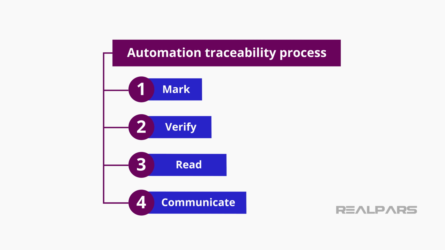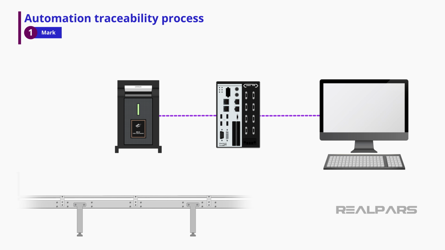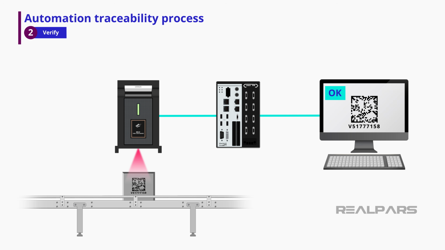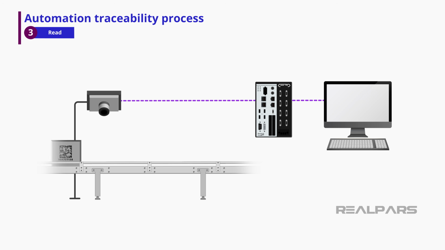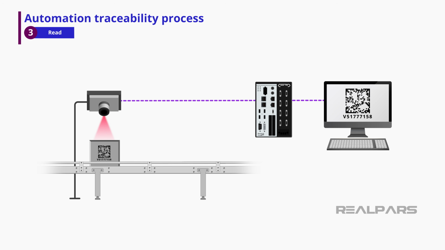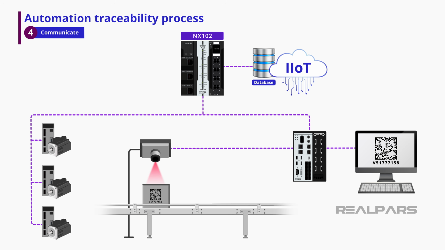In our example, we discussed the 4 required steps in the automation traceability process. Using a number of other Omron products together with the NX102 PLC and Sysmac Studio accomplished the following 4 steps. Mark. The serial number or lot number is placed on the product. Verify. The mark is confirmed to be made correctly, is readable, and complies with any additional requirements. Read. A vision system reads the mark to ensure proper routing and shipment. And communicate. The part mark details are sent to a local database or cloud-based resource using the IIoT.